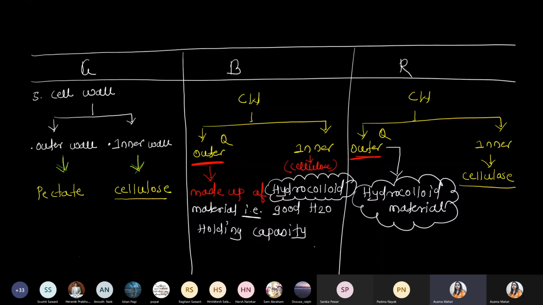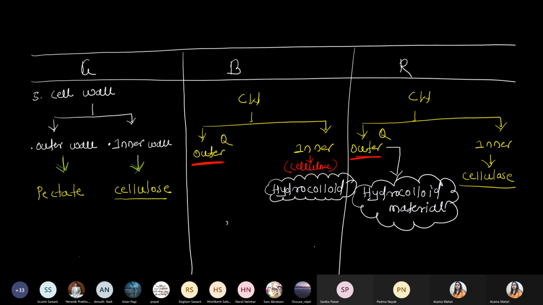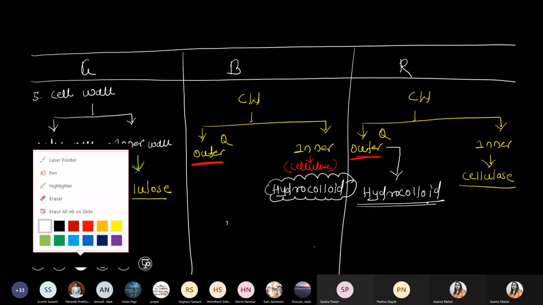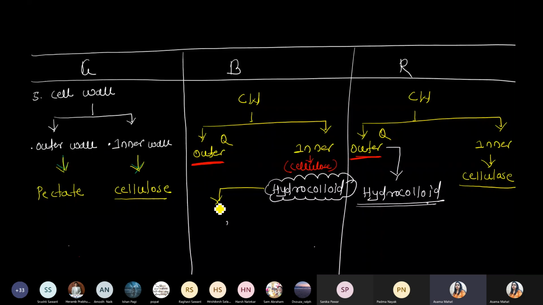Okay, writing part is done. We are talking about examples of the hydrocolloid material in brown algae and the red algae. So here we are talking about examples for the hydrocolloid material in the case of brown algae. In the case of brown algae, we are taking three examples. Number one, that is algin.